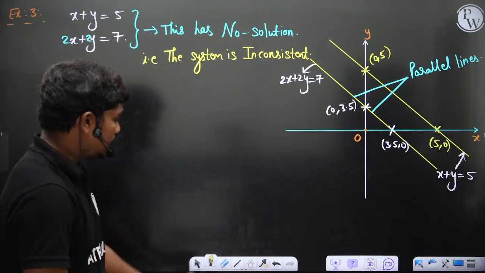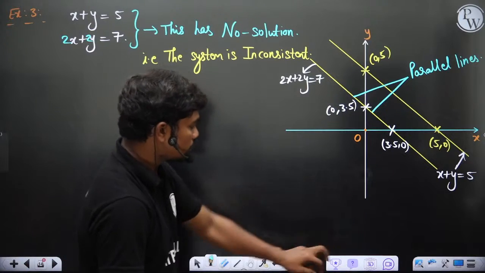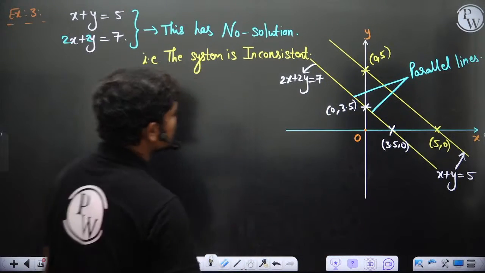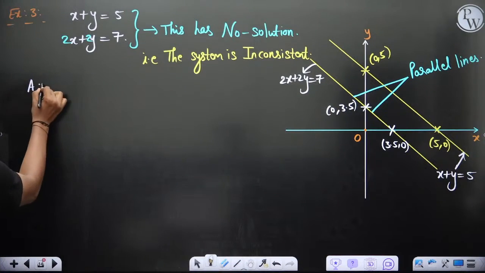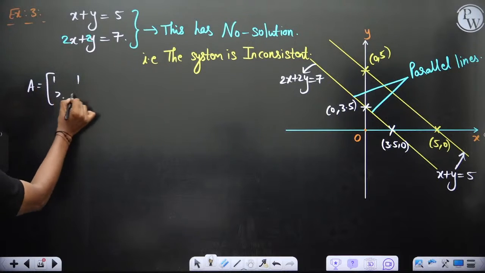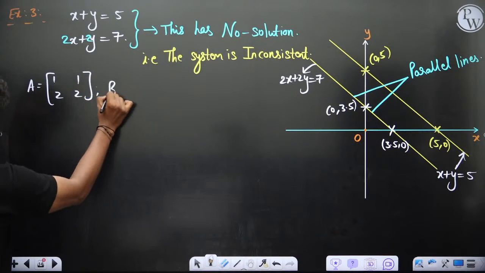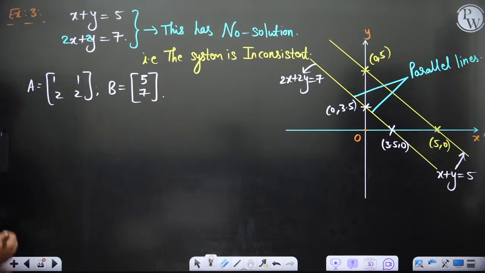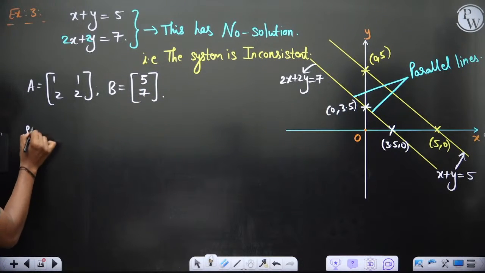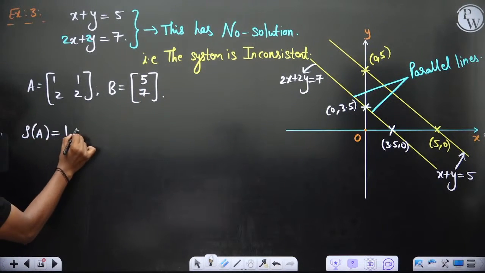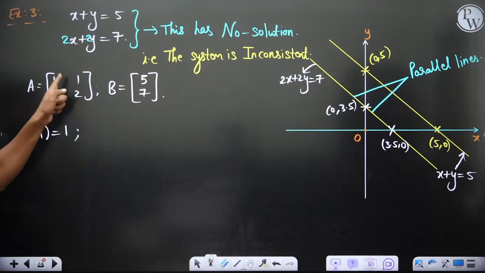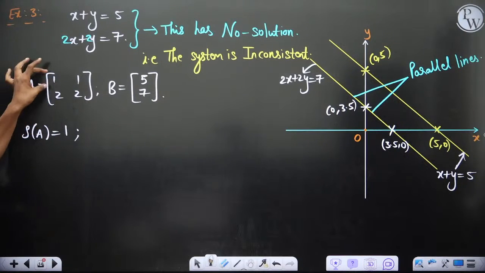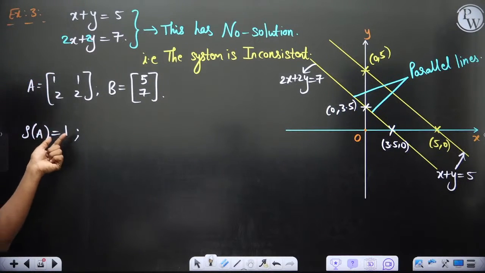Now let's see, if you again check the ranks, what's happening with the ranks of the matrices. A is equal to 1, 1, 2, 2, and B is equal to 5, 7. Now if you calculate rank of A, for example, rank of A is clearly 1. You can see, because it's a 2 by 2, clearly determinant is 0, so then you go for 1 by 1, so you have at least one non-zero element, so rank of A is 1 directly.